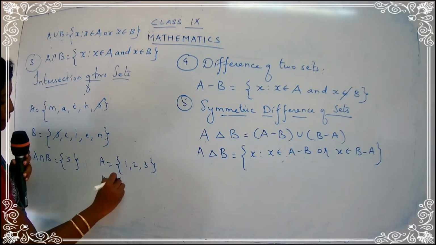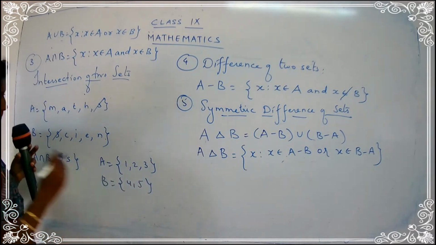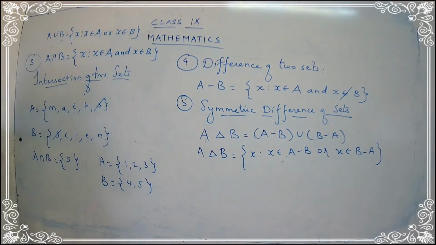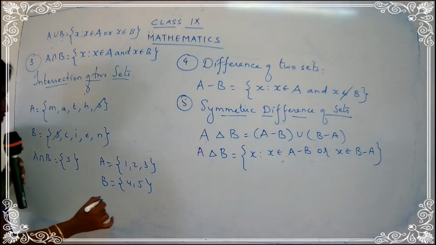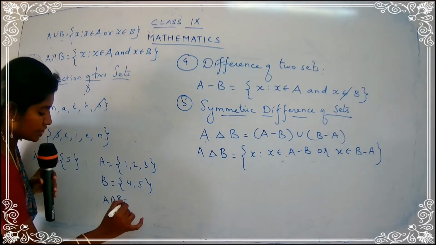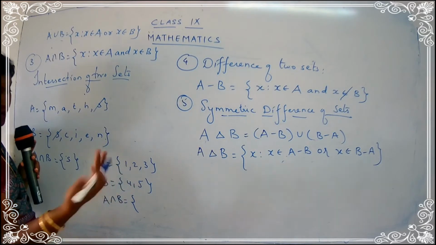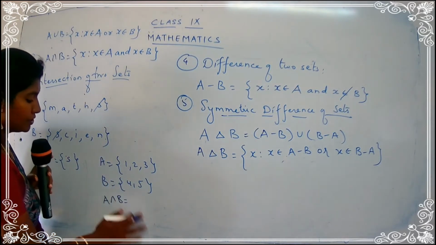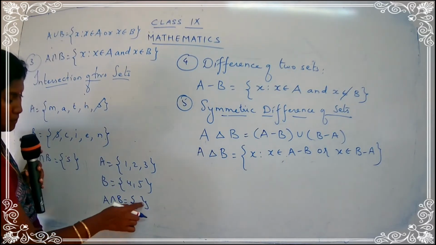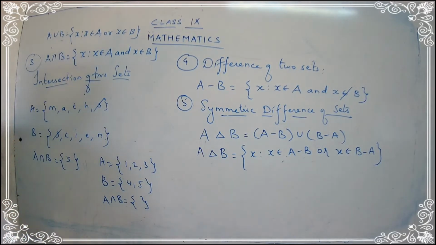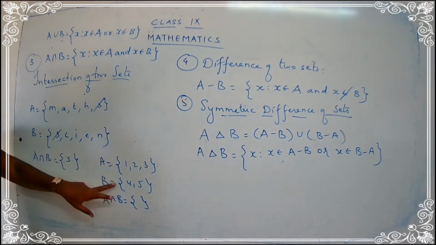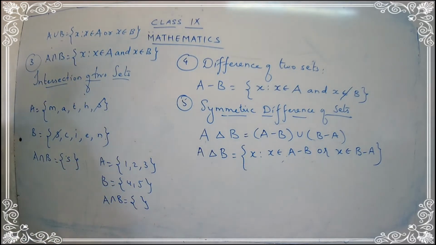If you have A as {1, 2, 3} and B as {4, 5}, you have to find the intersection. When I find the intersection, there is nothing common: 1, 2, 3 and here 4, 5. So we don't have anything common. So you have to just write this as an empty set. Put an empty bracket. Nothing is there. We cannot find any common element. So A intersection B is equal to empty. I hope you are clear with the rules for intersection and also the rules for union.